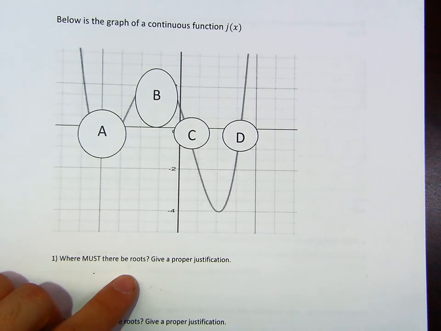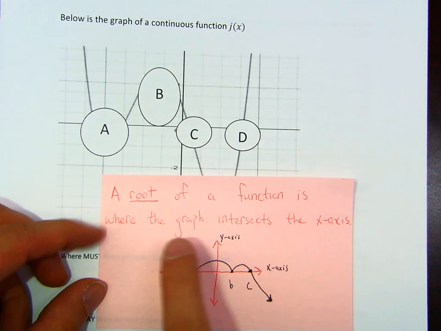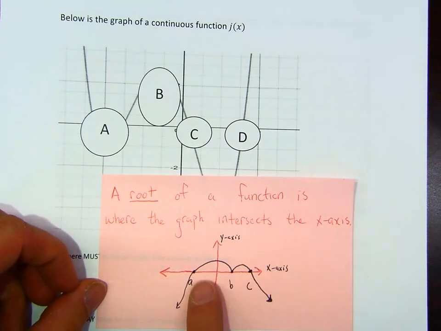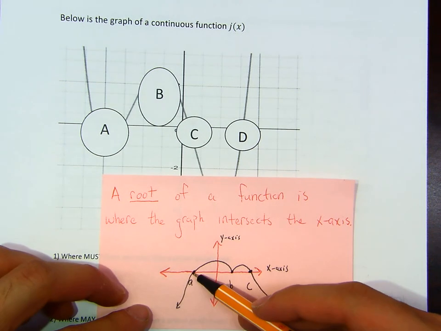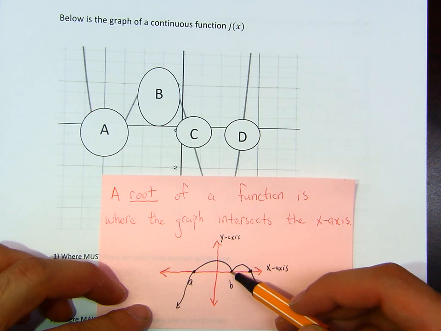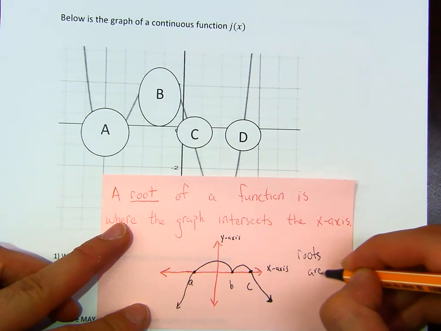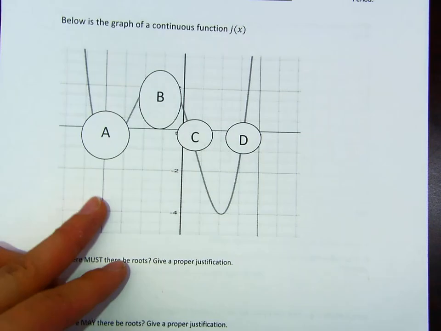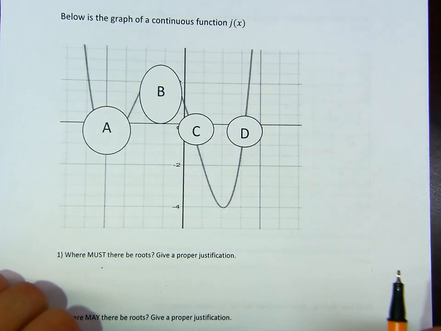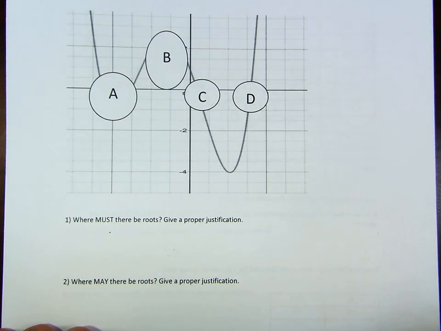And if you just want to review very quickly what a root is, a root of a function is where the graph intersects the x-axis. So if I have some graph over here, notice that the graph intersects at A. It does intersect at B, it just bounces, but it still intersects it. And at C. So the roots are A, B, and C. What I want you to do is take your time and try to write a proper justification of all three of these. Alright, so let's say you are done with that, and let's check.